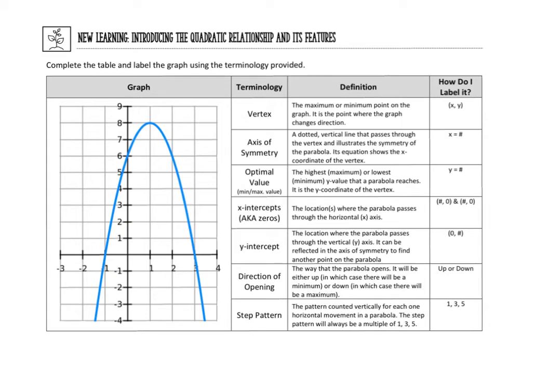Hi everyone, today we're going to learn about the quadratic relationship and its key features. As you can see from the graph, a quadratic relationship is going to look like a U. It can be a U that opens up or opens down. This shape is known as a quadratic relationship or a parabola.